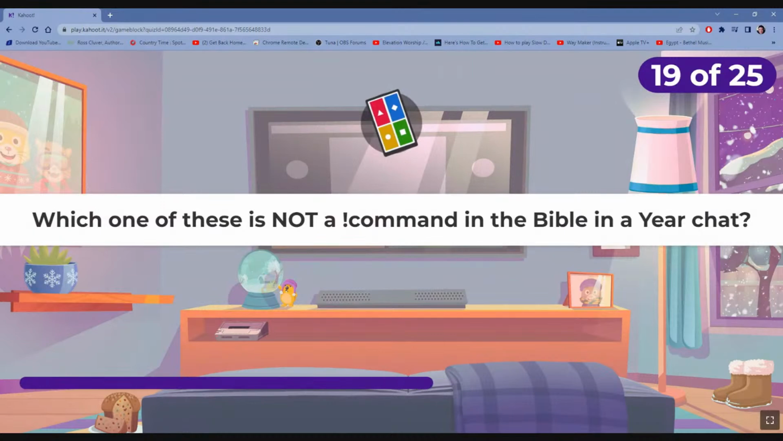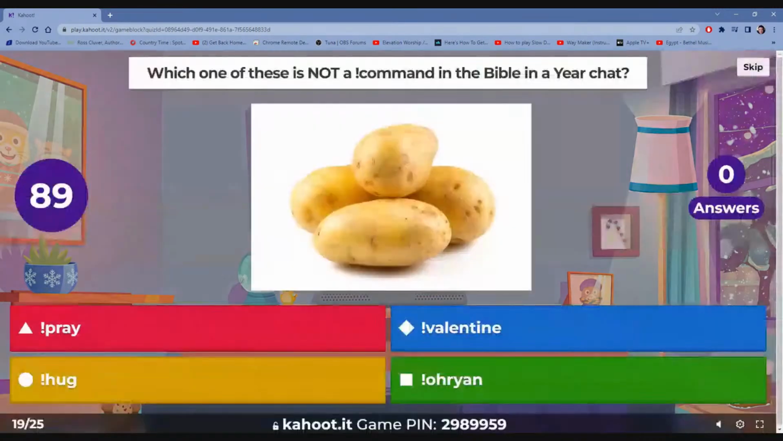Here we go. Which one of these is not an exclamation mark command in the Bible in your chat? Exclamation mark pray for red. Exclamation mark Valentine for blue. Exclamation mark hug yellow. Or exclamation mark Orion for green. You could certainly try them out in the chat and see which ones work. That's a good way to answer the question if you haven't been a part. But all of these except one are commands.